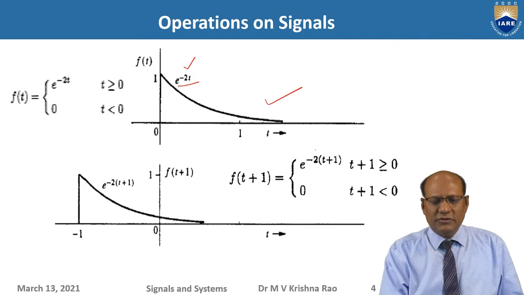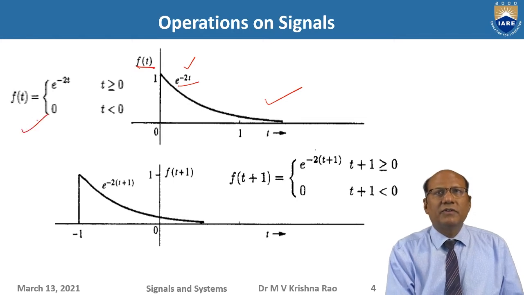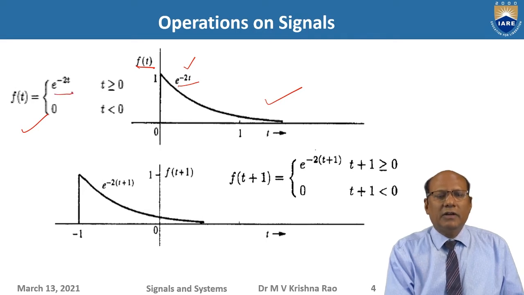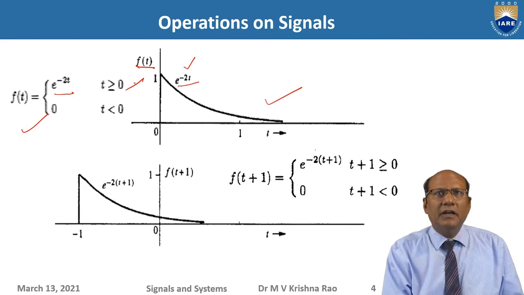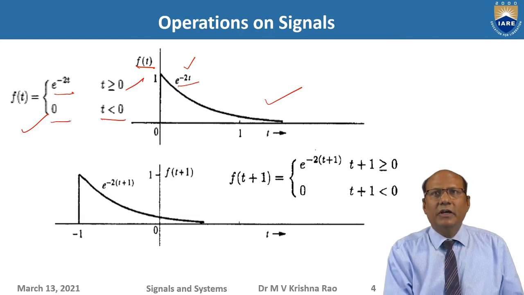This is the pictorial representation of the signal f of t, and the functional representation of f of t is given like this: f of t equal to e to the power of minus 2t for t greater than or equal to 0. That means it is a causal signal. It exists for 0 value of t and positive values of time, and it won't exist for negative values of time because it is 0. So I have taken a causal signal.